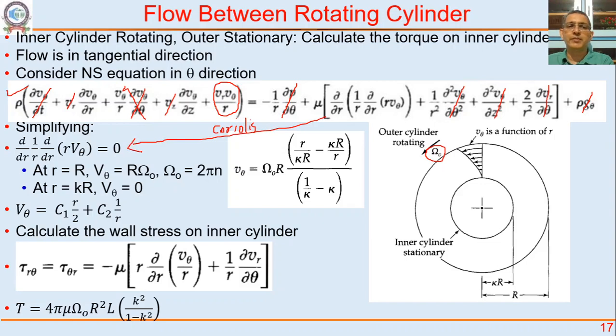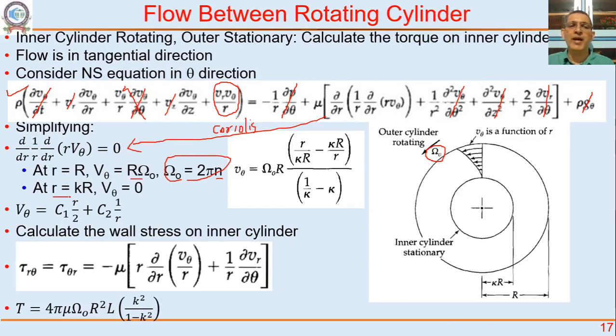Boundary conditions. At r equal to capital R, that is the outer cylinder, v theta is omega naught into r, and omega naught is just 2 pi n. N is the number of revolutions per second. Omega naught is the angular frequency. So v theta is r omega naught.